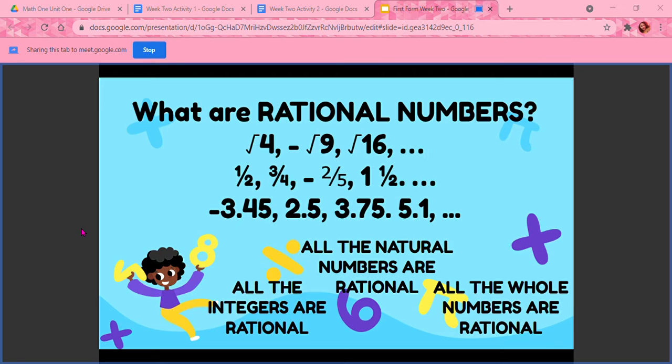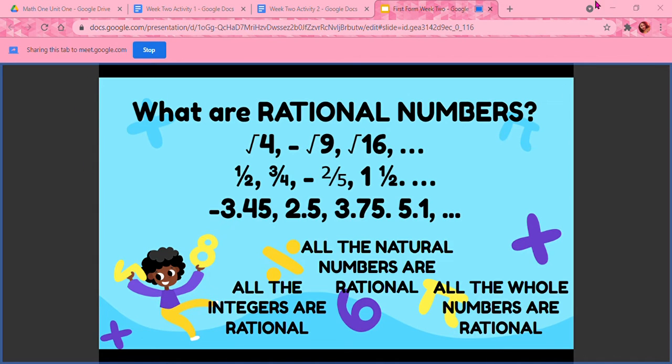And then how about 5.1? 1/5. No, it's not 1/5. 5.1 is 5 and 1/10. All right? So all of those are decimals that I can write as a fraction, right?